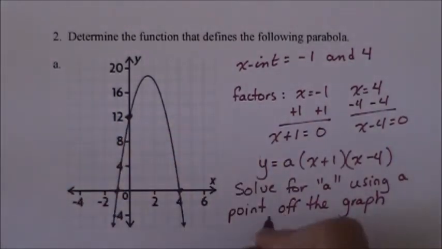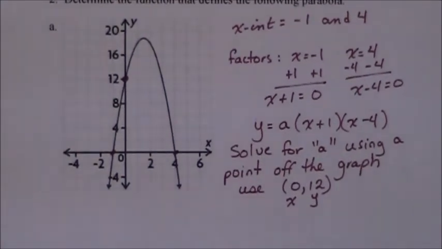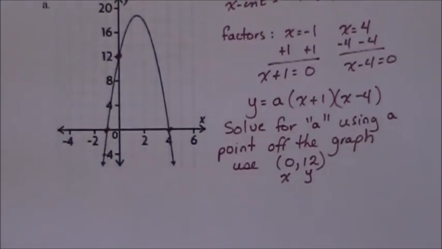Now, one of the nicest, easiest points to read is our y-intercept. So I'm going to use our y-intercept, and that's going to be (0, 12), where this is x, this is y. We have two examples like this. This one I am going to use the y-intercept. The next one I'm not going to use the y-intercept, just so that you see it doesn't always have to be the y-intercept that we use. From here, we're going to plug these into our equation, and we are going to solve for a.